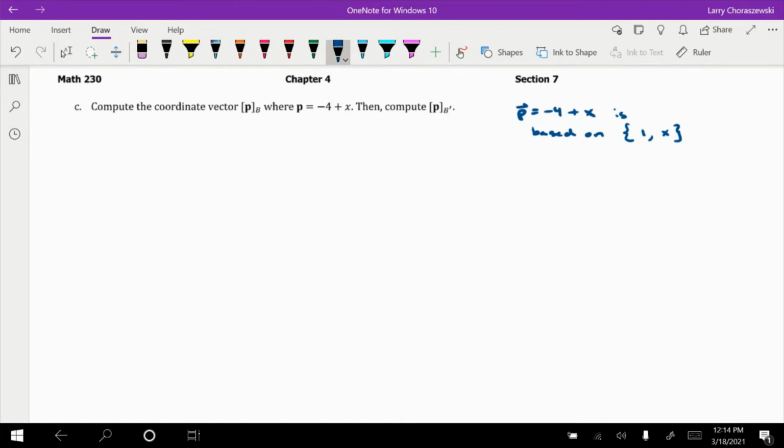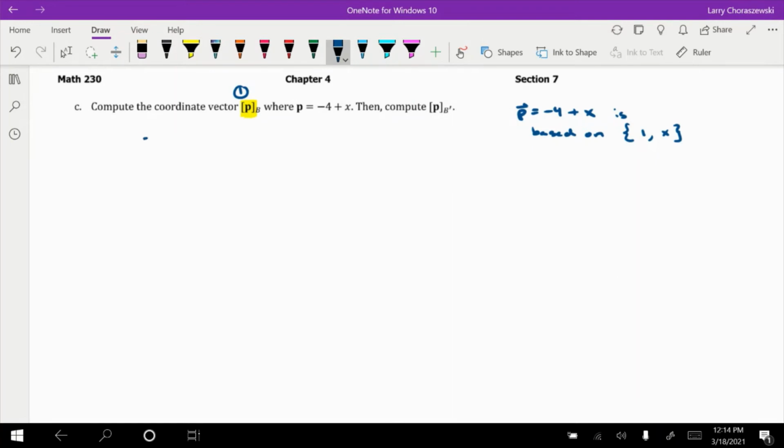which is why they're asking us to first find the coordinate vector of P relative to the basis B, which is the basis from the last page. Once we have that coordinate vector, we can use our transition matrix to get the coordinate vector of P relative to the basis B prime. All right, so this is kind of a two-parter.